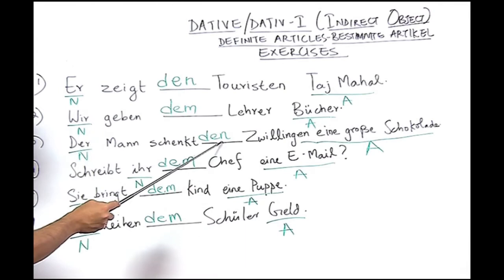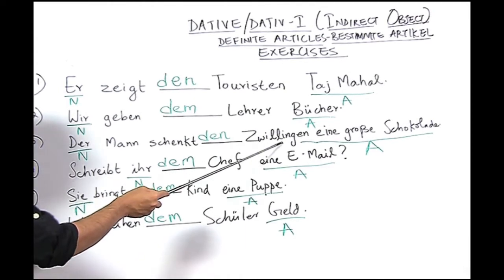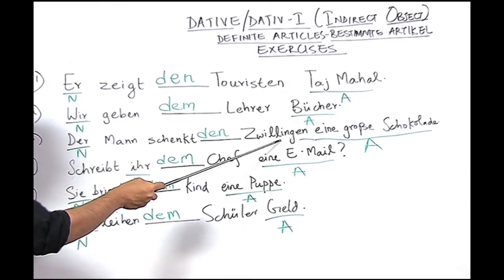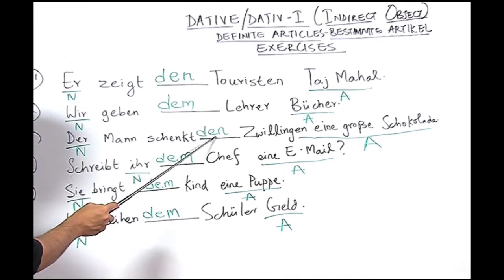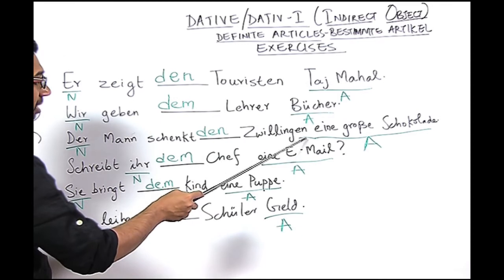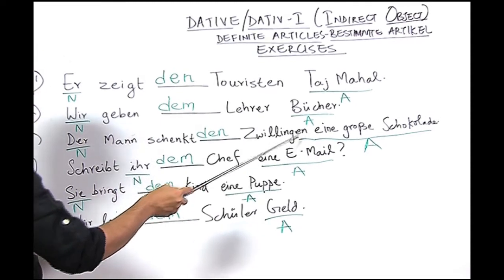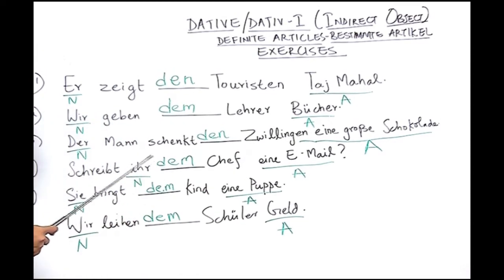To whom? That means the twins in German, or Zwillingen, and the article for plural is den in dative, and the student has also marked the ending n, which is for the dative plural marker.